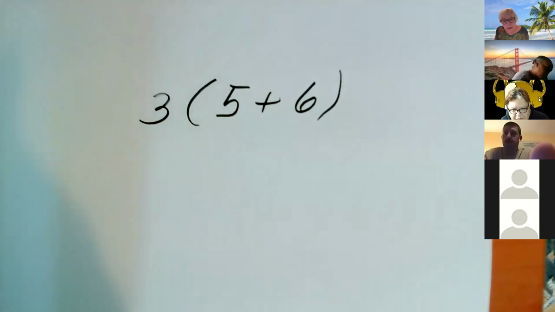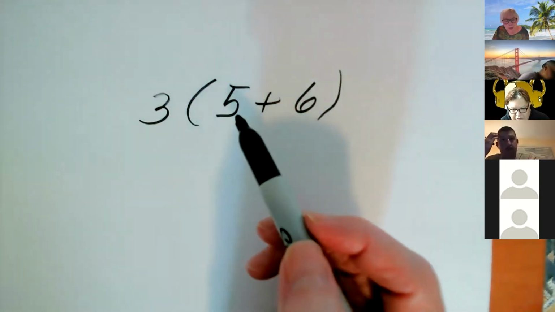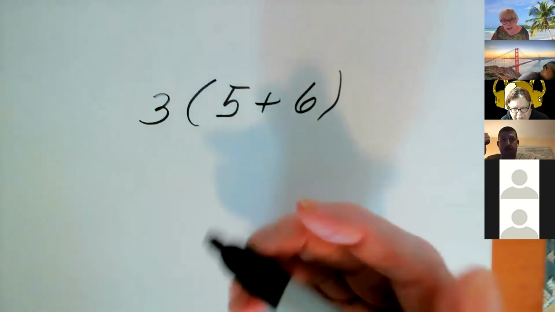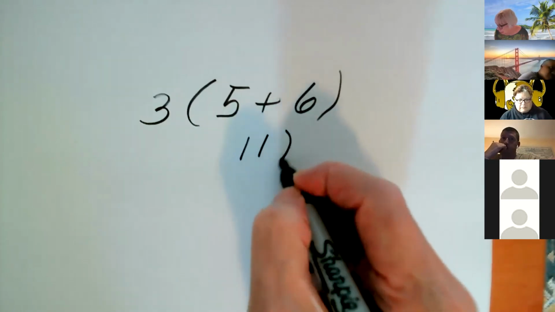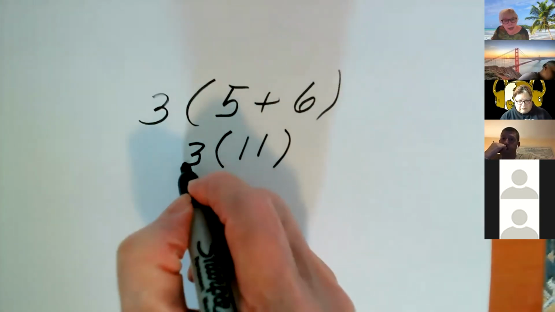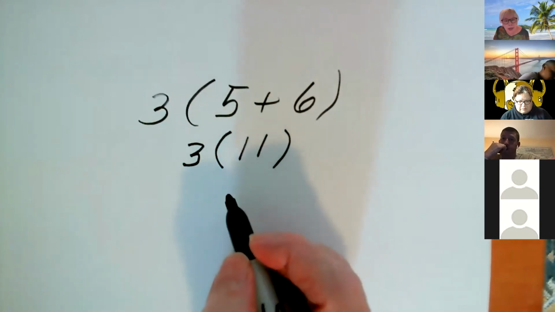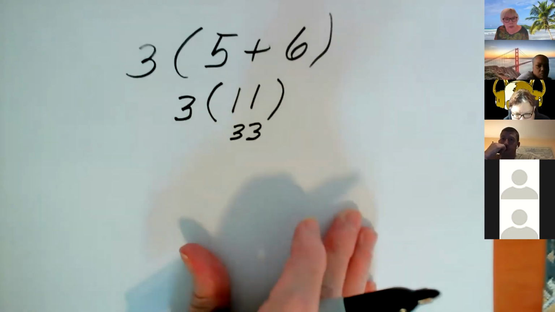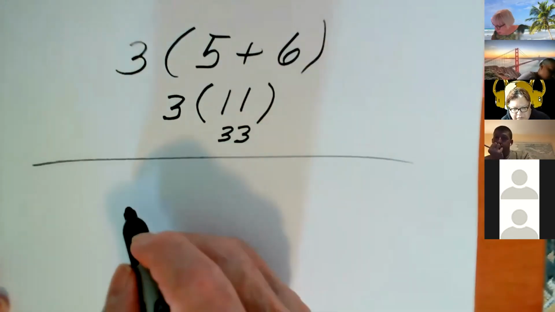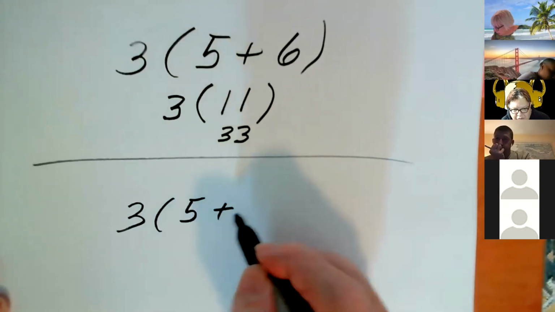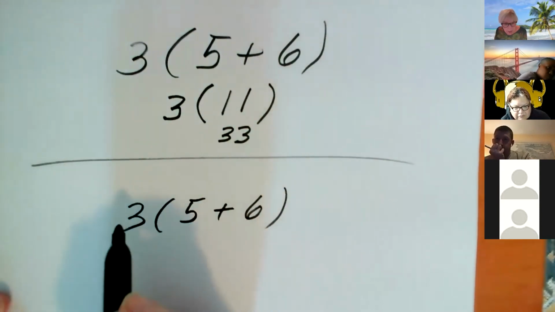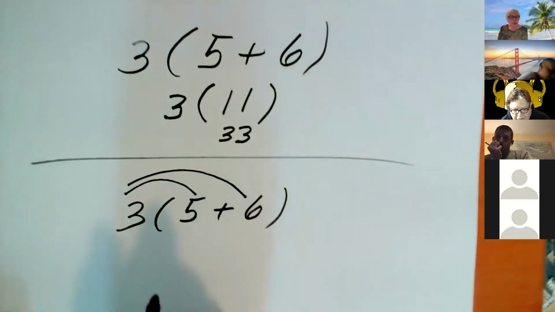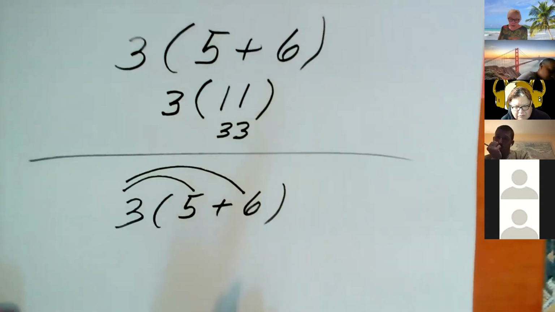Now, most likely what a person would do is, because of the parentheses, they might do that first. And so 5 and 6 makes 11. And then you still have the 3 outside. And then 3 times 11 would be 33. Okay, so that's how you might do it. But another way to do it is this, and it's called distributive because this one goes to the 5 and this one goes to the 6. So somebody taught me to do these little lines, and so that's what I do.